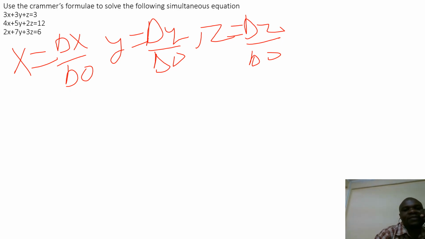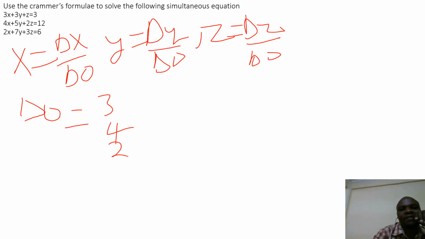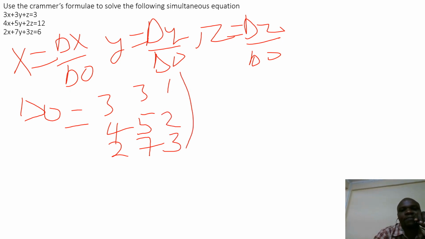So in this, we can start by getting the do, and for us to get the do, we need to arrange this simultaneous equation into a matrix. We can have the first column with the values of the x coefficient, which is 3, 4, and 2, and then the values of the y coefficient, which is 3, 5, and 7, and then we have 1, 2, and 3 there.